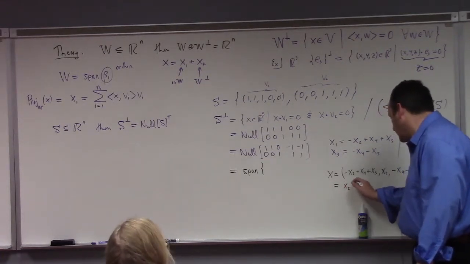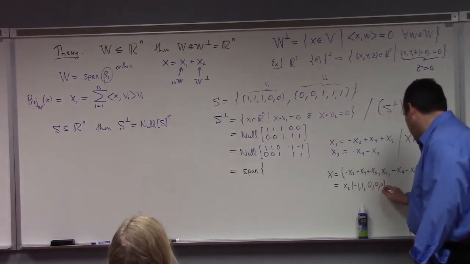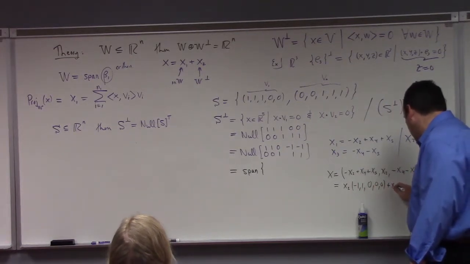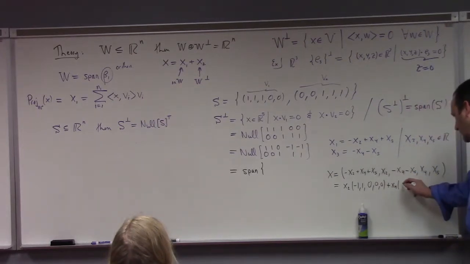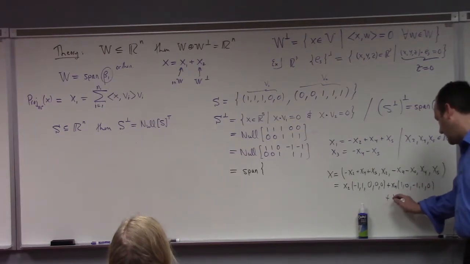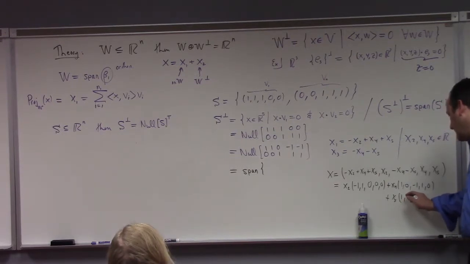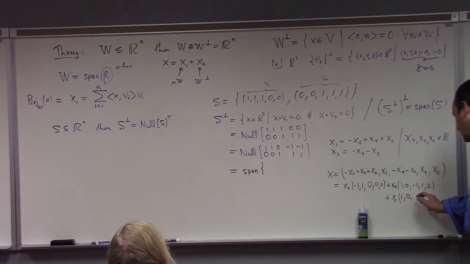x2, right? Minus 1, 1, 0, 0, 0, plus x4, 1, 1, 0, minus 1, 1, 0, and then plus x5. I can't write down here. 1. My handwriting slowly but surely decays as you get further down the board. Thank you, negative 1, 0, 1.